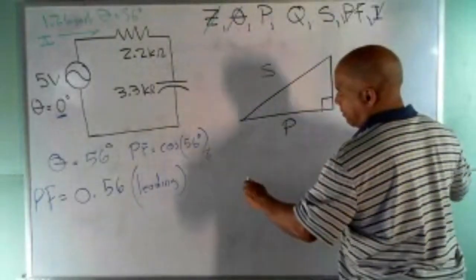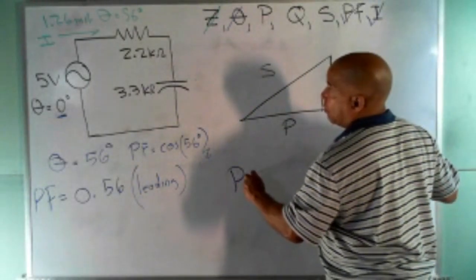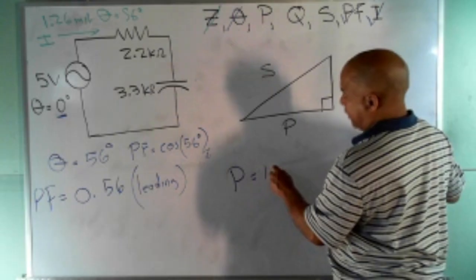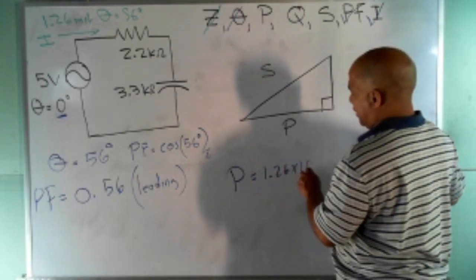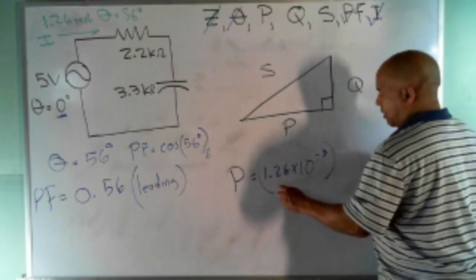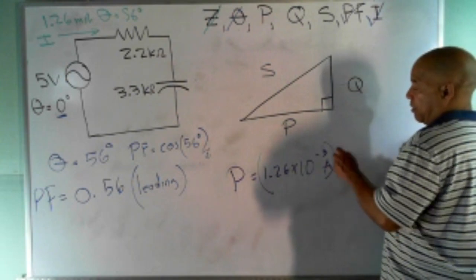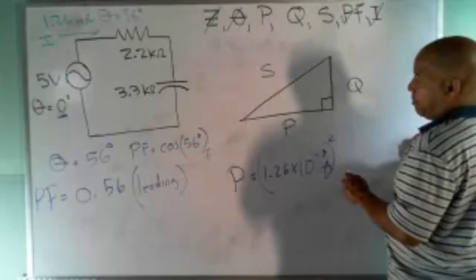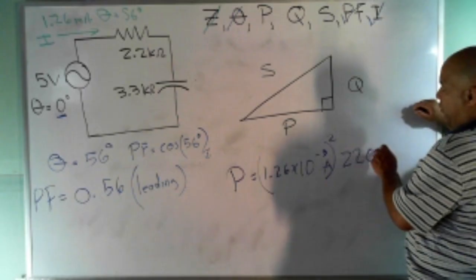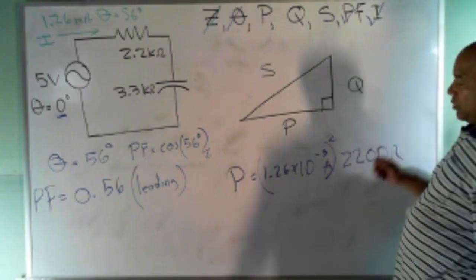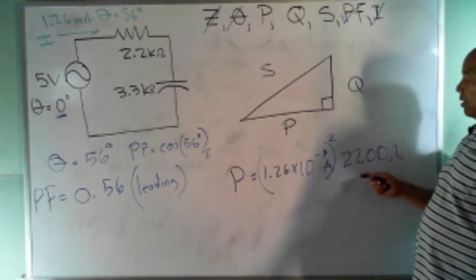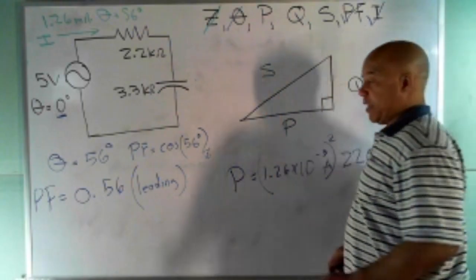So I'm going to find P. P equals 1.26 times 10 to the minus third. I guess I should put my units in there. I got to square that and then multiply by 2200. Let's do it that way. So do this: 1.26 times 10 to the minus third squared times 2200. Give me the value for P.